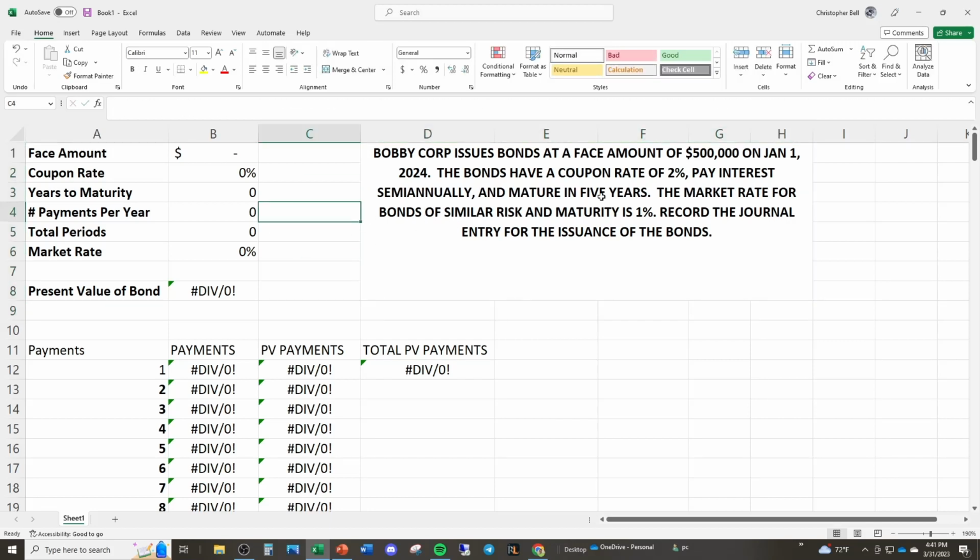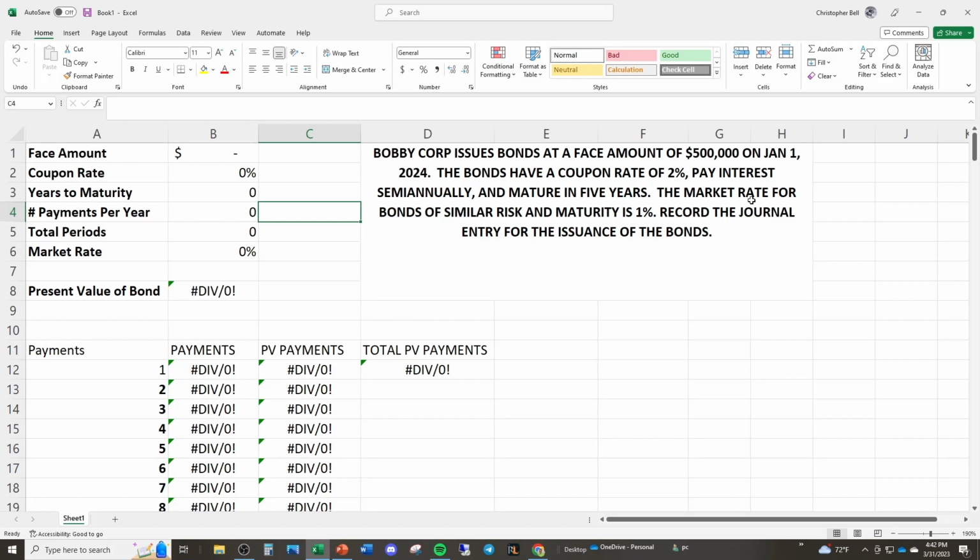So you're going to get basically 1% every 6 months. The total annual coupon rate is 2%, and you're going to get 1% every 6 months. That's half a year, half the coupon rate. And it matures in 5 years, so you're going to get that $500,000 back at the end of 5 years.